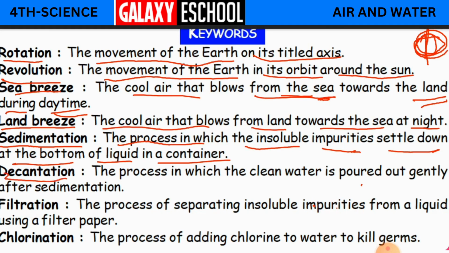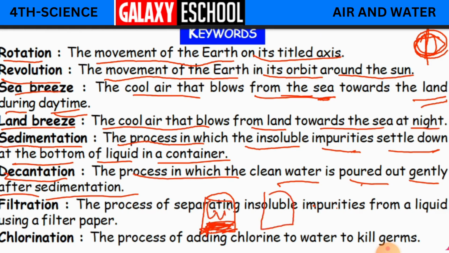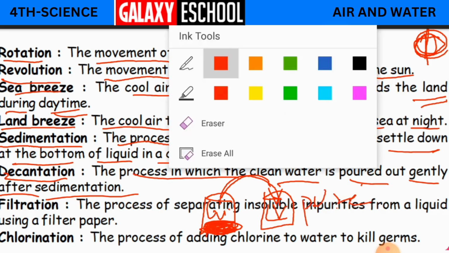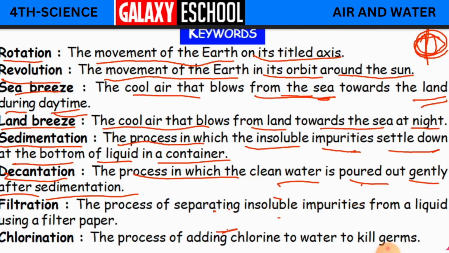Now, we'll learn about decantation. What is decantation? The process in which the clean water is poured out gently after sedimentation. After the water has sedimented, we take another container and pour this water without disturbing the insoluble impurities. So only the pure water will be collected here. This is known as what, children? Yes, it is known as decantation.